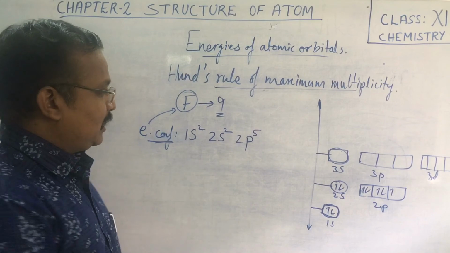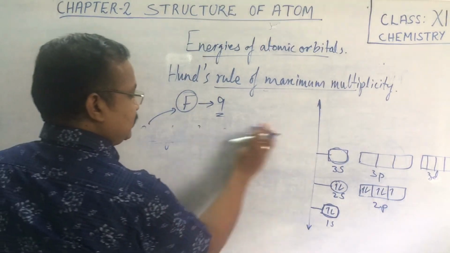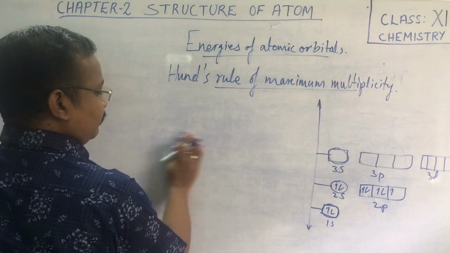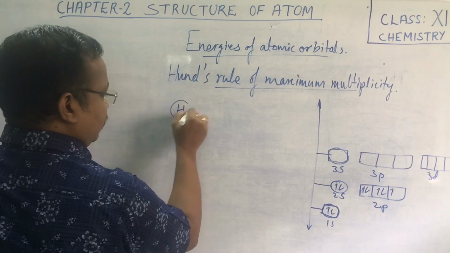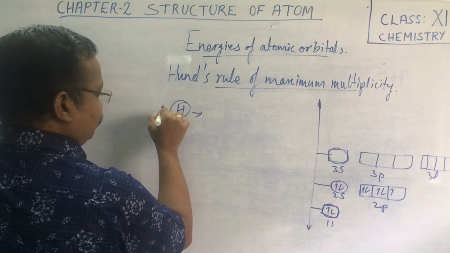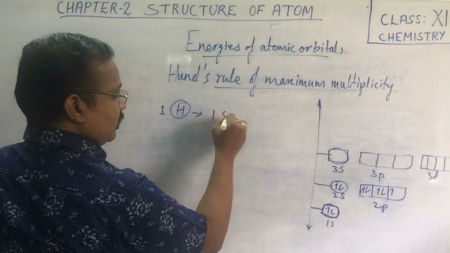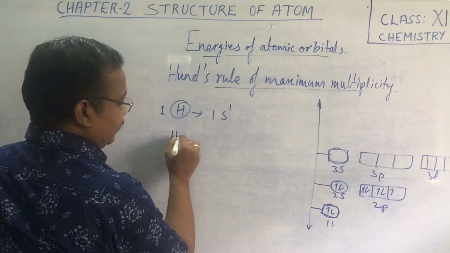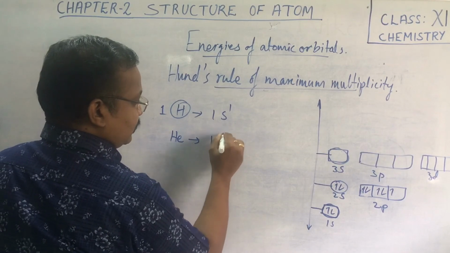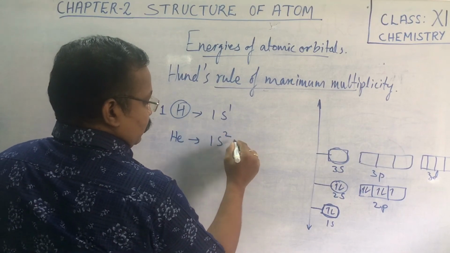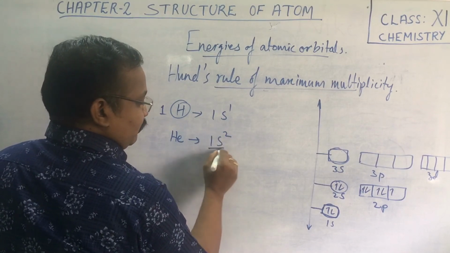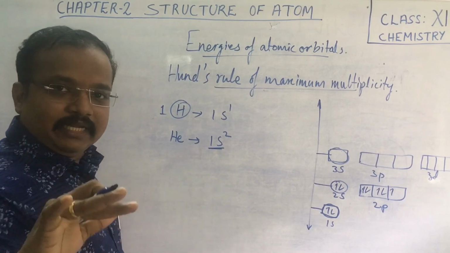You may start writing it from the first atom, hydrogen, itself. In case of hydrogen, we have only 1 electron, so you can write it as 1s1. In case of helium, you can write it as 1s2. The first orbit is getting completed.